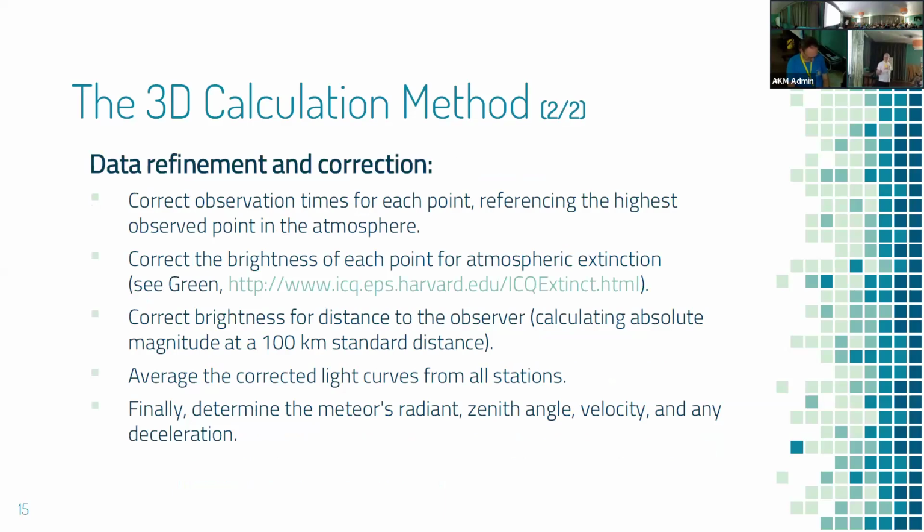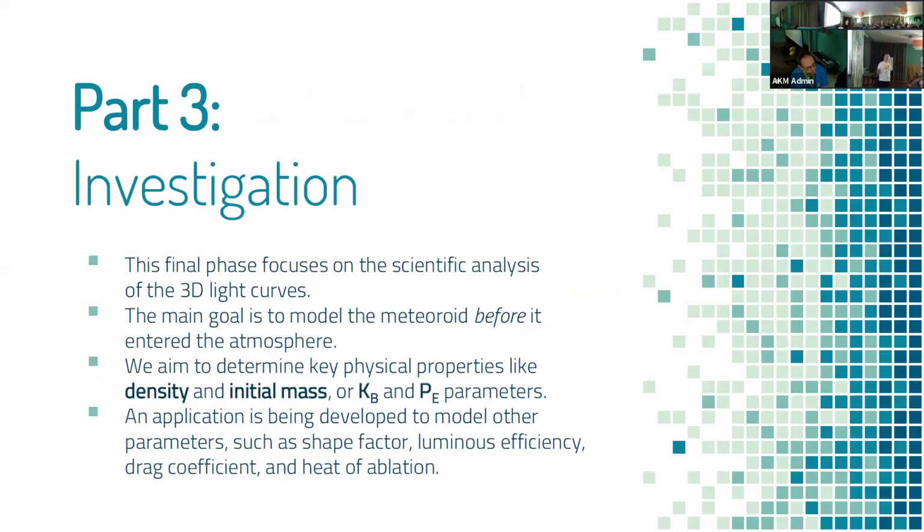Then data refinement and correction. Correct observation times for each point, and the reference time will be the highest observed point in the atmosphere. Correct brightnesses for atmospheric extinction and for distance, and average the corrected light curves from all stations. And finally, determine the meteor's radiant, zenith angle, velocity, and any deceleration.